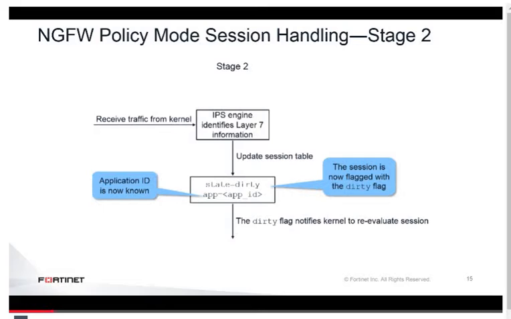While the session is allowed, the kernel forwards packets to the IPS engine. The IPS engine performs Layer 7 identification and updates the session table. The session table entry is flagged with the dirty flag, and the identified application ID is added. The dirty flag notifies the kernel that the session needs to be reevaluated.